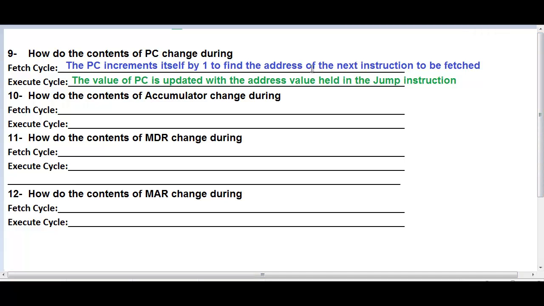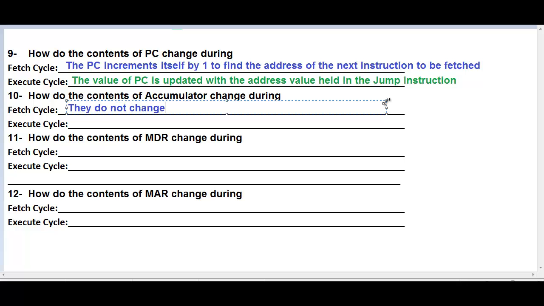How do the contents of the accumulator change during the fetch cycle? If you remember the fetch cycle that we just went through, the contents of the accumulator don't change during the fetch cycle. Nothing happens to the accumulator during the fetch cycle. They do not change. Okay, but how about the execute cycle? Do the contents of the accumulator change during the execute cycle?